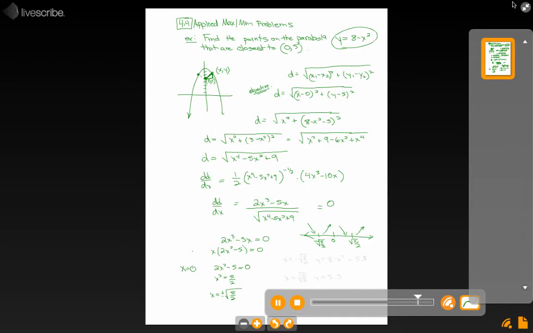To find the actual points, if x equals negative square root of 5 over 2, y equals 8 minus x squared, so 8 minus that squared is going to be 5.5. So I have a point at that coordinate, and the same thing for the positive square root of 5 over 2, y also equals 5.5. So I have 2 points. You could make them look a little nicer by rationalizing, but basically you have the idea. You have 2 coordinates that are giving you the minimum distance to the point from that parabola.